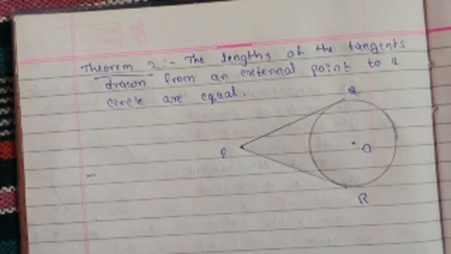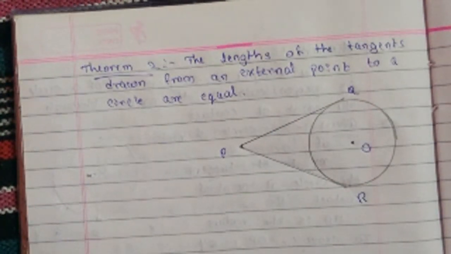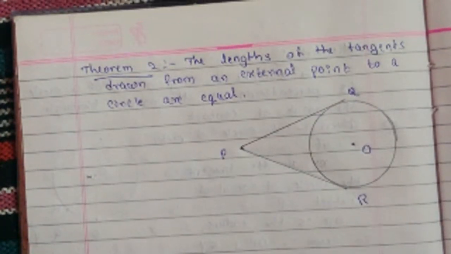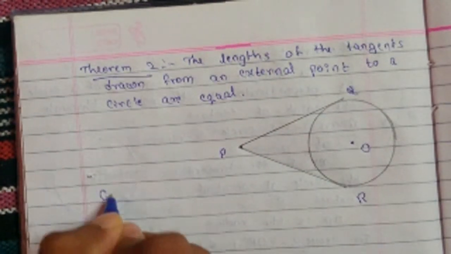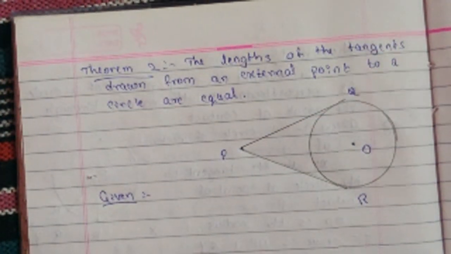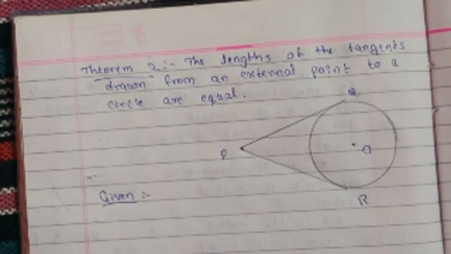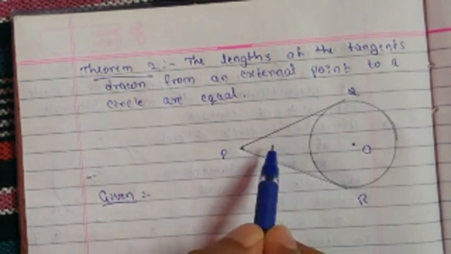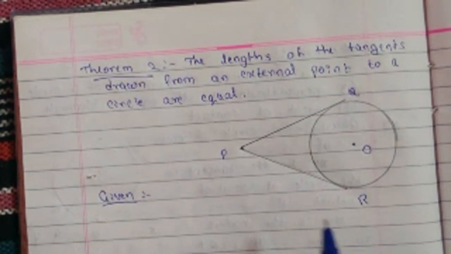First we will write the given. Okay, I will repeat the statement once again. The lengths of the tangents drawn from an external point to a circle are equal. We have to prove PR equals PQ.